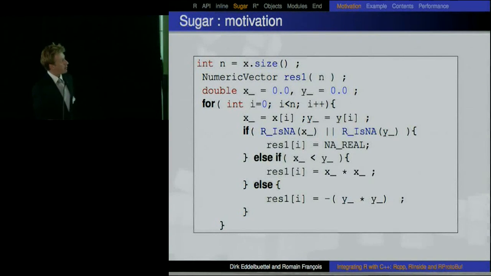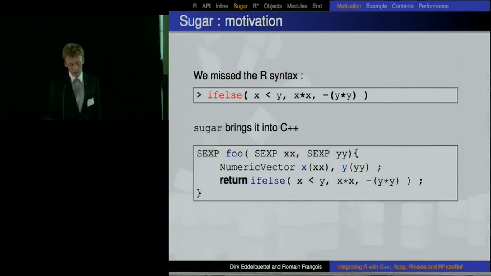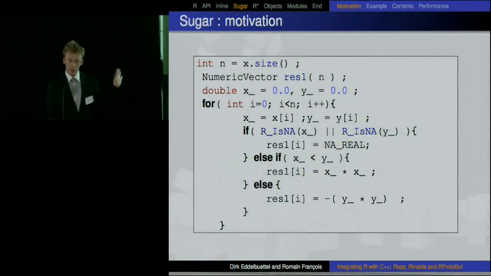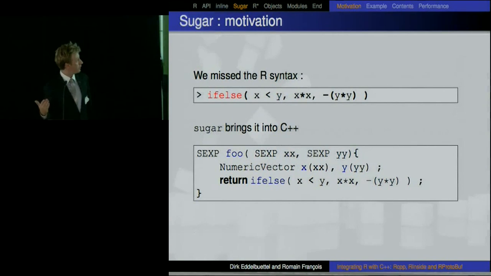So how did it all start? It started from a few questions on our mailing list about how to do certain things. And so this example there is again the same example I've shown before with a bit more care with missing values. So I essentially want to scan a numeric vector and do something with it. It's all nice. I mean, it's really sort of a pedestrian C++ coding exercise. There's nothing wrong with this. But we sort of missed the R syntax, the R way to do it. If we want to express that kind of code in R, you would just do ifelse x lower than y, then x times x, or minus y times y. Obviously, this is a really silly example, but anyway.